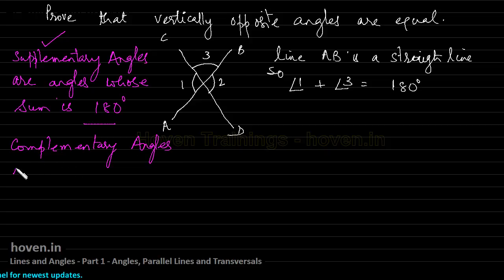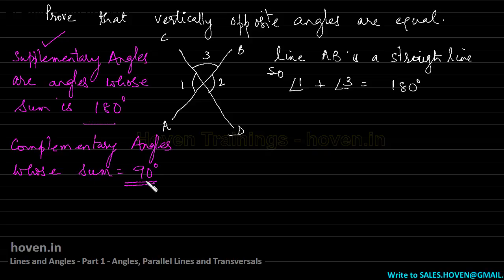Complementary angles are those angles whose sum is equal to 90 degrees. So if two angles have a sum of 90 degrees, then they are called complementary angles. If two angles have a sum of 180 degrees, then they are called supplementary angles. Now you should remember these two definitions.